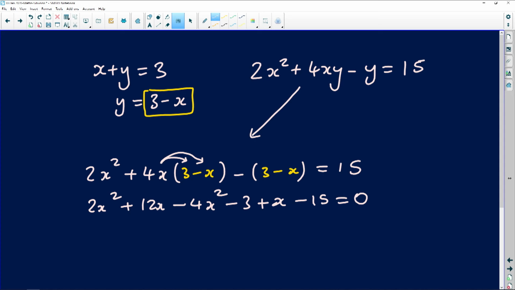Okay, cool. Then after this, we just need to simplify by adding like terms and seeing what we're going to end up with here. Now, it looks like this is friends with that, okay? You're going to get negative 2x squared when you add them. 12 and 1 is positive 13x. And then you'll see that negative 3 and negative 15 is actually going to be negative 18, equal to 0.